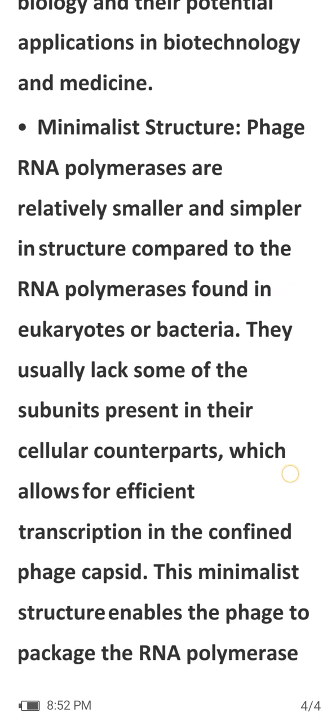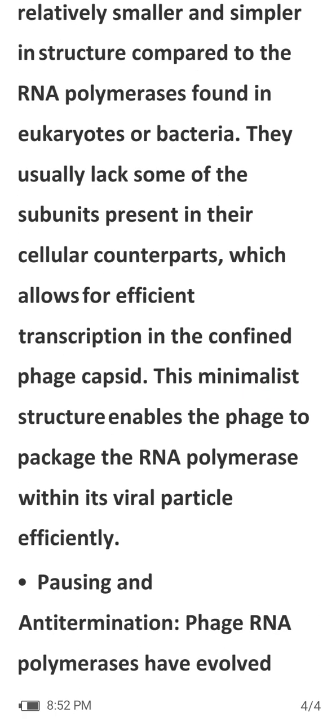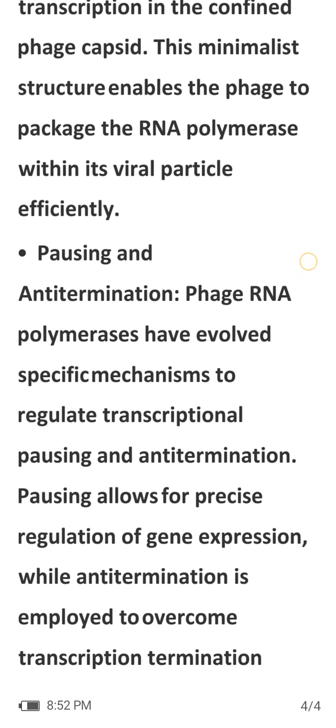Then minimalist structure. Phage RNA polymerases are relatively smaller and simpler in structure compared to the RNA polymerases found in eukaryotes or bacteria. They usually lack some of the subunits present in their cellular counterparts, which allows for efficient transcription in the confined phage capsid. This minimalist structure enables the phage to package the RNA polymerase within its viral particle efficiently.